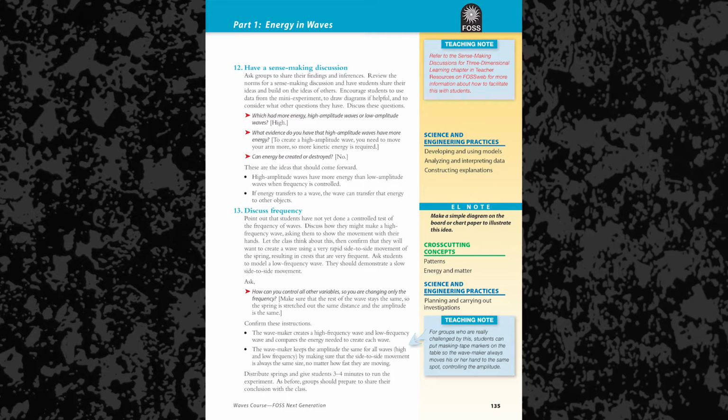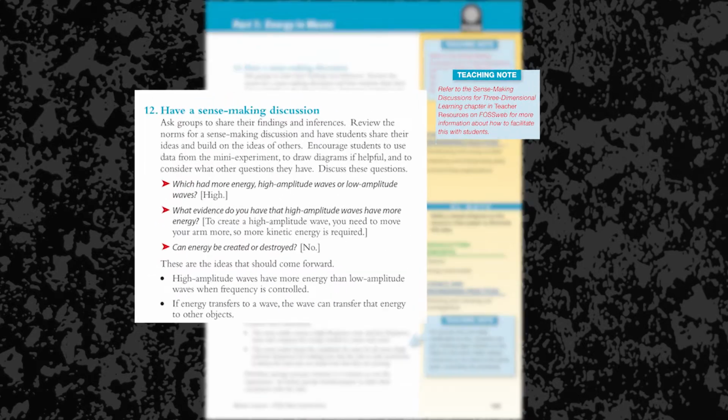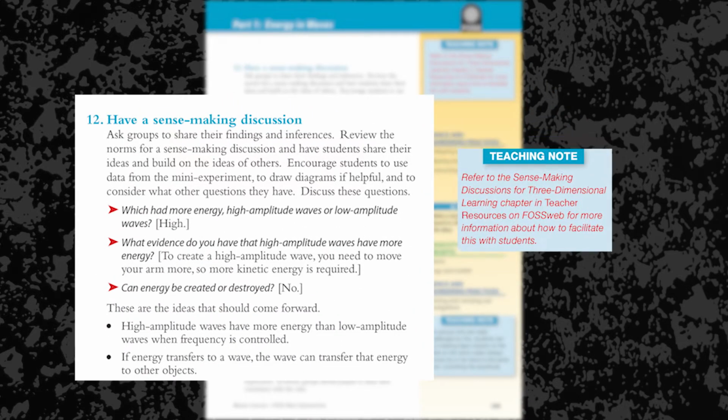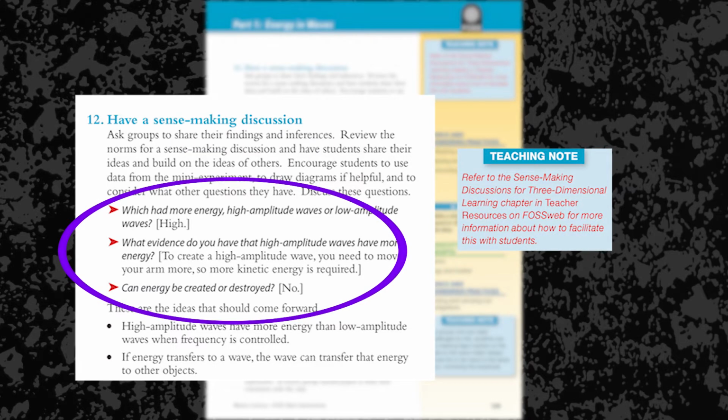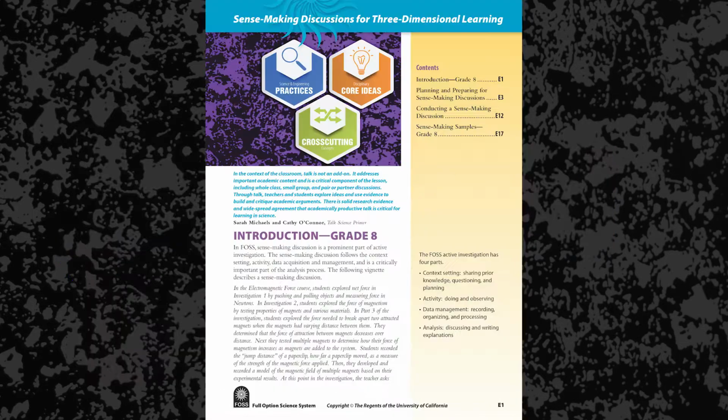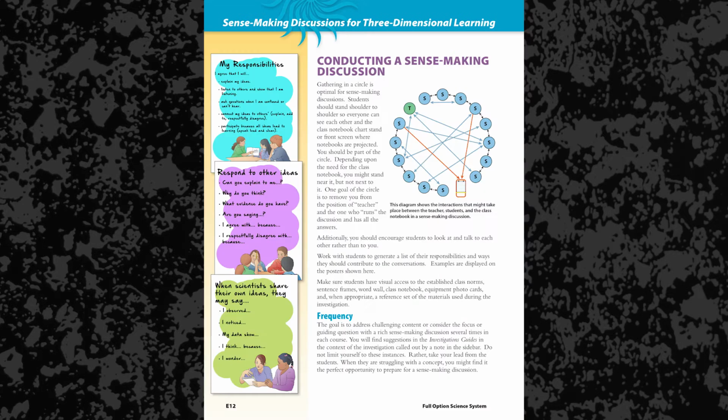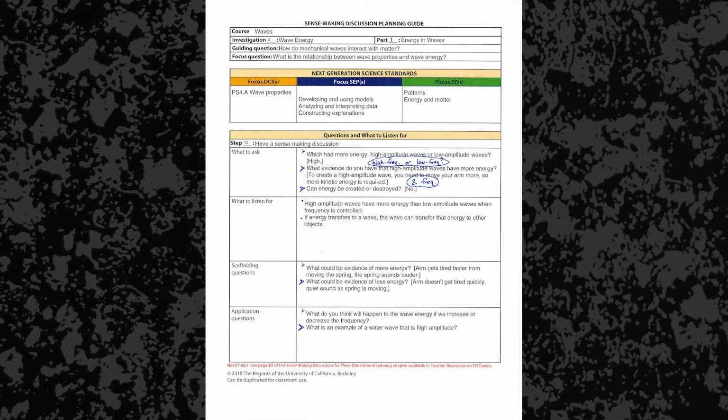The Investigations Guide shows where sense-making discussions happen within the flow of the investigation. Sample questions are often included. The Sense-Making Discussions for Three-Dimensional Learning chapter describes how to set up the classroom and plan for different types of questions. How to include scaffolding, vocabulary supports, and class notebooks are also shared, as well as several grade-level specific examples. On FOSSWeb, a planning template is provided for teachers to use in conjunction with the chapter.